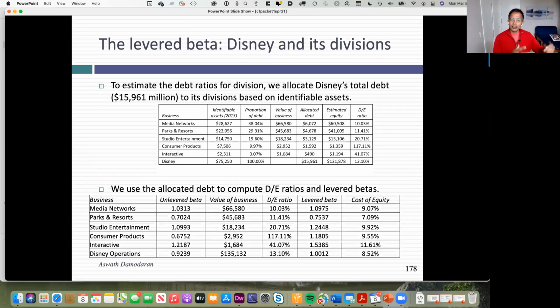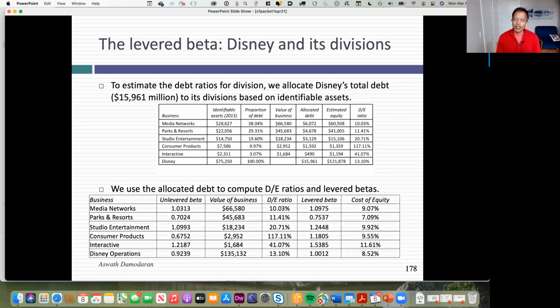So for each business, I take my estimated value, I take out the allocated debt, I come up with an equity, and magically I now have a debt to equity ratio by business, and it's different for different businesses. It's different for different businesses because some businesses carry less debt than others. In fact, what surprised me was the consumer product business happened to have the highest debt to equity.